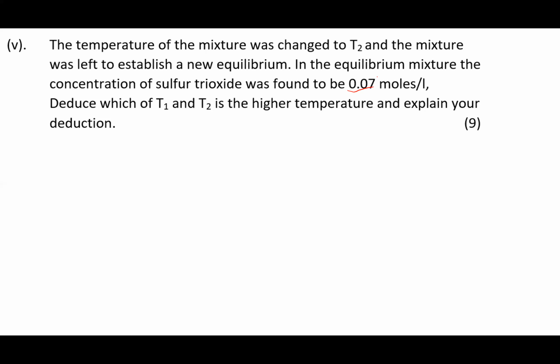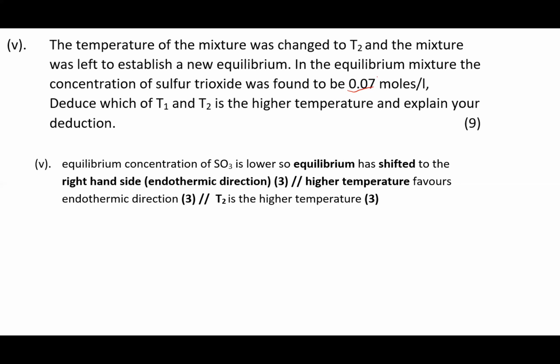Okay, well, the equilibrium concentration of SO3 is lower, so that means the equilibrium has shifted more to the right-hand side, okay, because there's less SO3, which means there'll be more products, okay? So it has shifted in the endothermic direction. So what causes a shift in the endothermic direction? An increase in temperature, or a higher temperature, favors the endothermic direction. So this shows that T2 is the higher temperature.